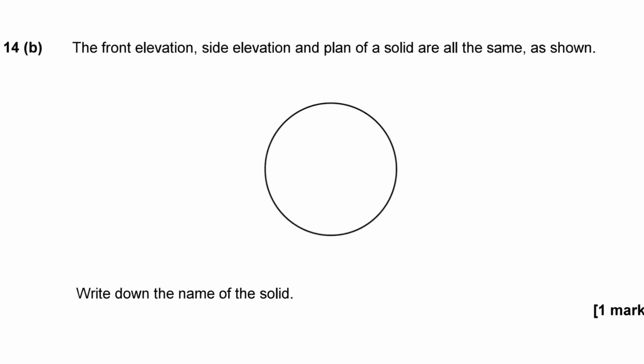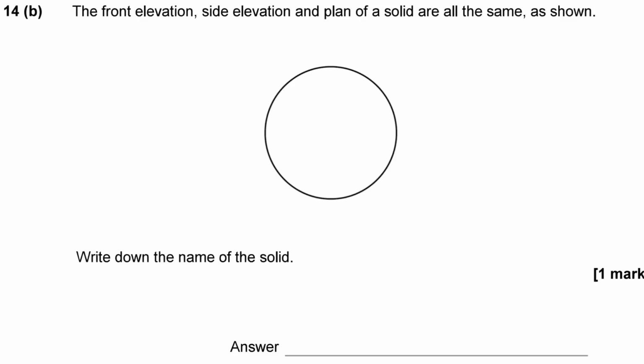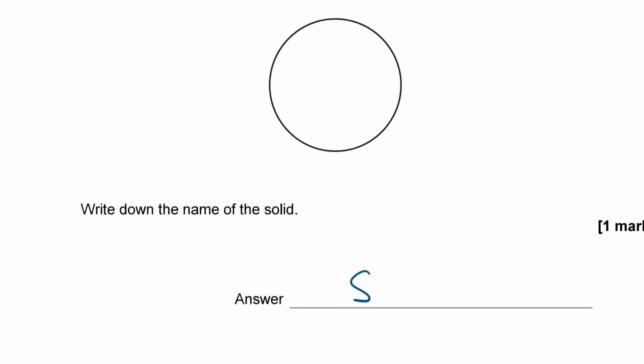14b says the front elevation, side elevation and plan of a solid are all the same as shown. Write down the name of that solid. Okay, so if it's looking circular from the front, the side and the top, then I think that shape, I'm not going to draw it, is a sphere. It's going to have to be a sphere.